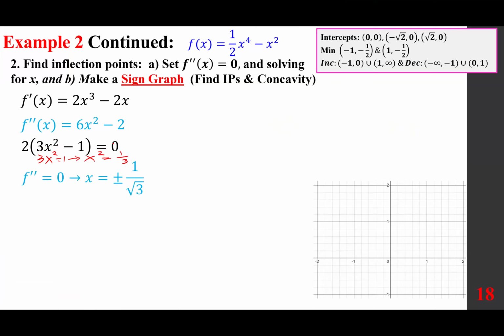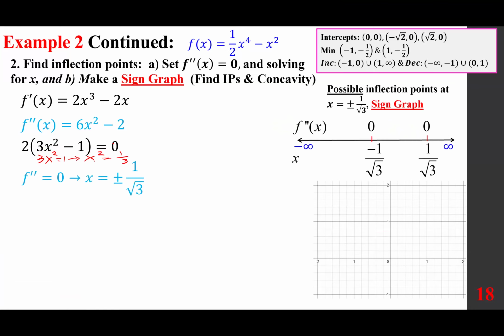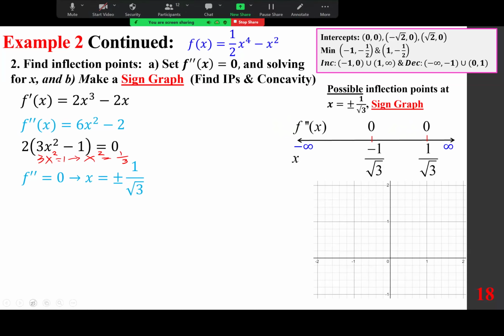Let's do the sign graph. So possible inflection points would be at these 2 points. We set up a number line that goes from negative to positive infinity. We put these 2 numbers in order. Minus 1 over square root of 3 is first, 1 over square root of 3 is second. At this point, f double prime is 0, so is at this point.